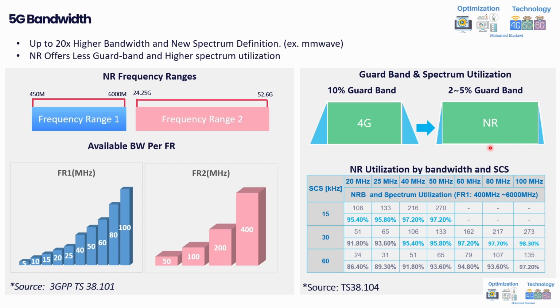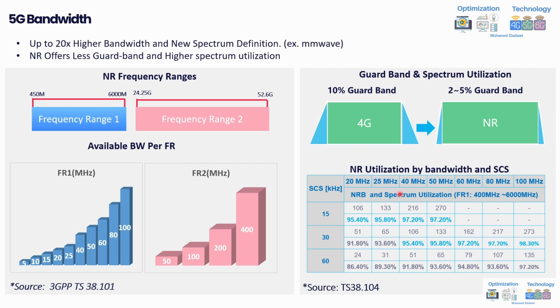Second, the guard band itself is reduced. It becomes only 2 to 5% compared to 4G, where it was 10%, which offers much higher spectrum efficiency or spectrum utilization. This is an example for some of the available bandwidths, showing how much of the channel bandwidth can be used. As you can see here, it can go up to 97 or 98% for different bandwidths, and before, for 4G, it was fixed at 90%. So this is the first part, the 5G bandwidths.